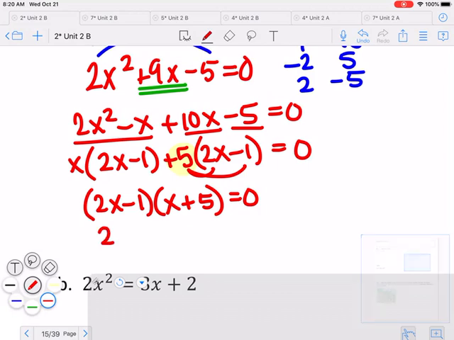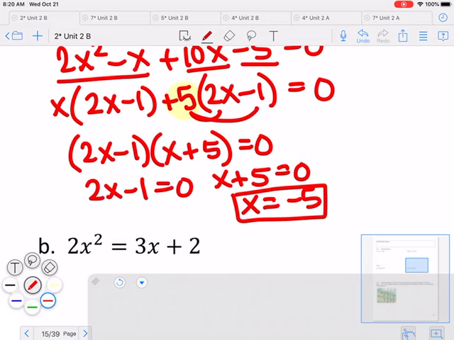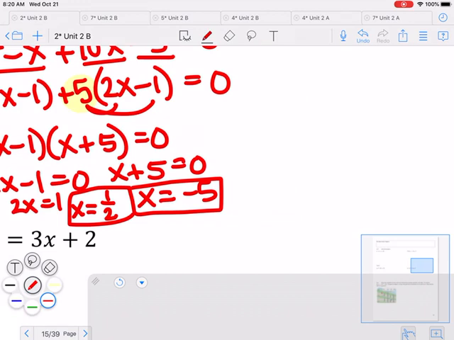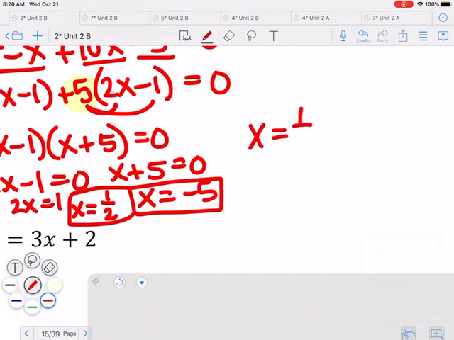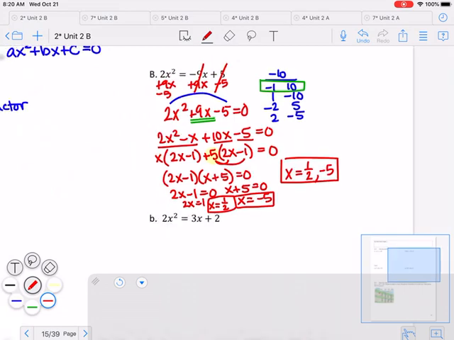And set each factor equal to 0. 2x minus 1 equals 0. x plus 5 equals 0. And solve each equation. This one, x equals negative 5. And for this one, add the 1 over, gives us 2x equals 1. And then divide both sides by 2, gives us x equals 1/2. Two answers. You can write them separate like that. It would also be okay to answer it with a comma in between the two. I don't know how the online homework is going to have you do it, but you might try both ways.